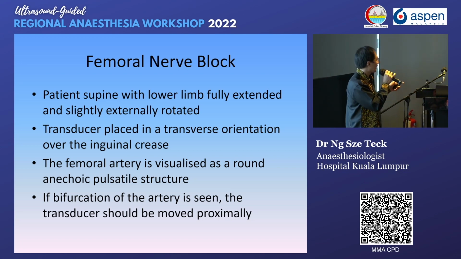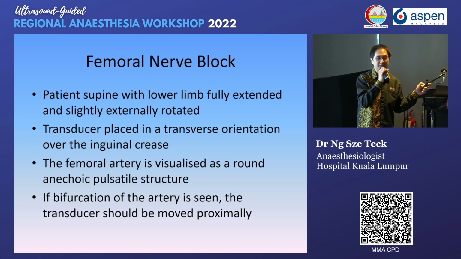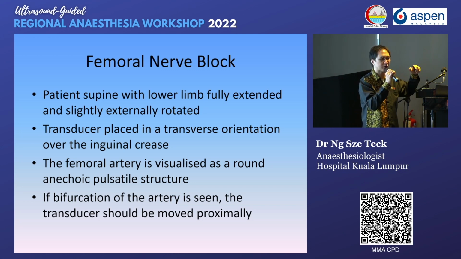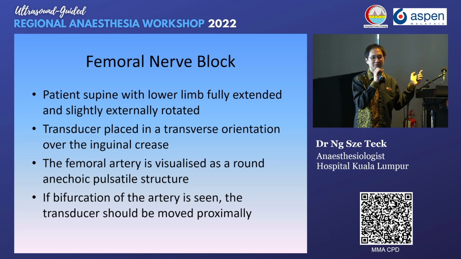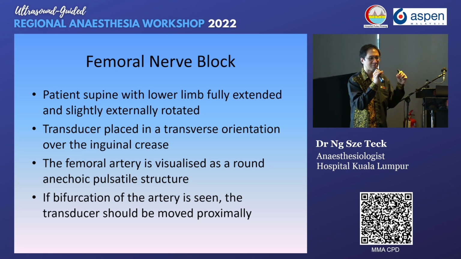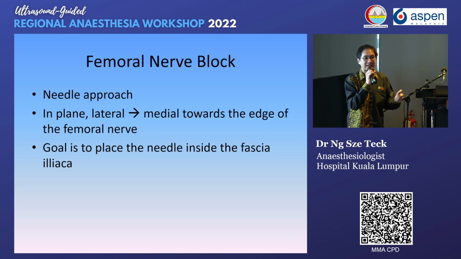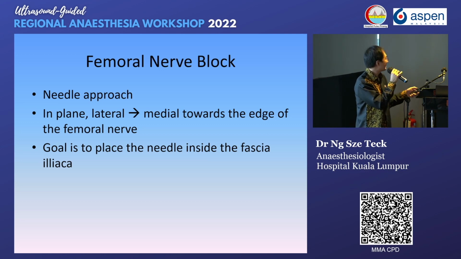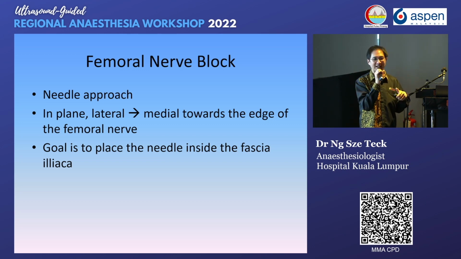Preferably you do it before the bifurcation of the artery, because the femoral nerve starts to branch out very early. It would branch out to the saphenous, the nerve to the vastus medialis and all the other nerves very, very early. So if you want to find the femoral nerve, you should go where the artery is still before the bifurcation. The approach is lateral to medial, in plane. You need to puncture the fascia iliaca because the nerve lies below the fascia iliaca.